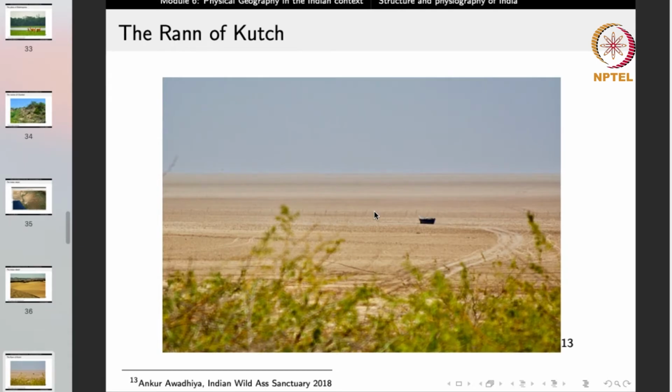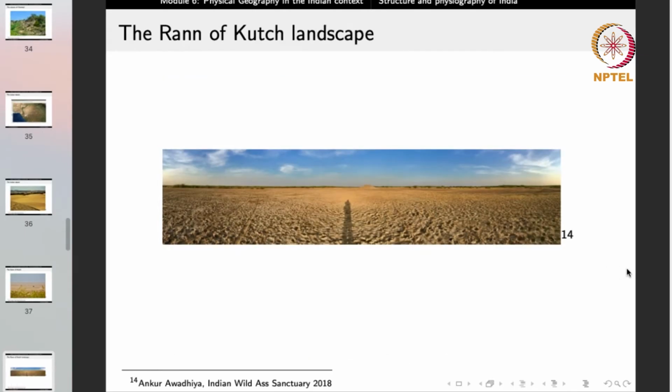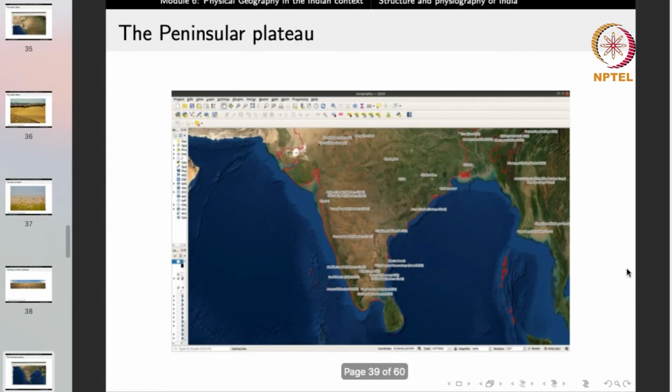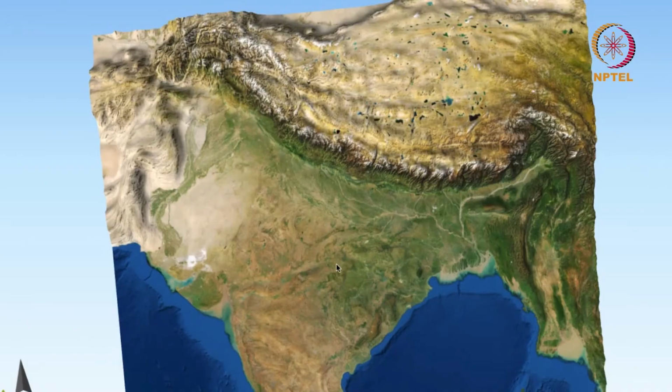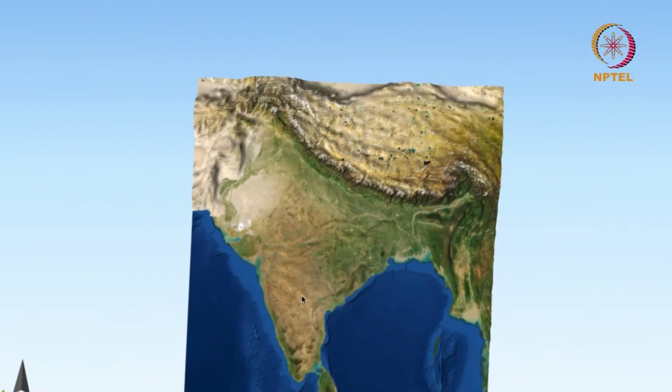This is the Rann of Kutch, which is primarily a flat area. This is the landscape. So you'll find that for very long distances, it's more or less a flat region that at times gets inundated, but otherwise is very dry and saline. Now this is followed by the Peninsular Plateau. The peninsular plateau is towards the south of the country. So this portion is the peninsular plateau.